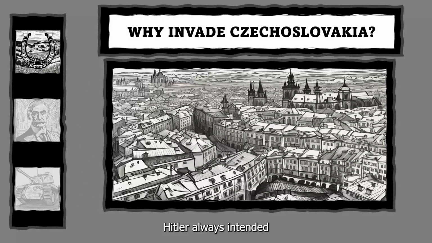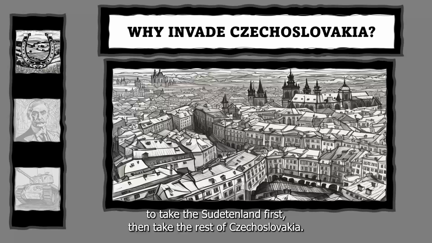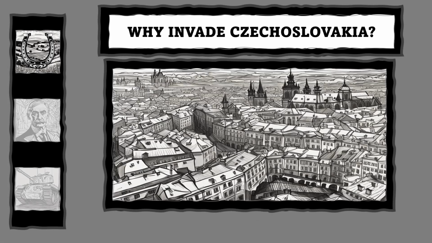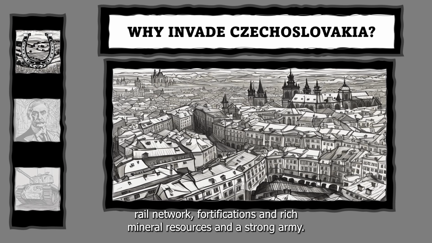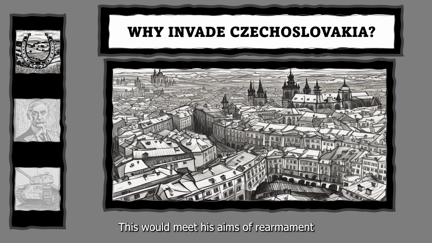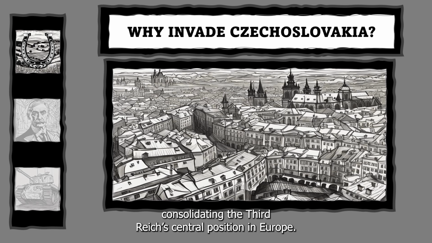Hitler always intended to take the Sudetenland first, then take the rest of Czechoslovakia. This is because Czechoslovakia was quite a rich country with a well-developed rail network, fortifications, rich mineral resources, and a strong army. This would meet his aims of rearmament, as he would grow his army and gain more raw materials. Furthermore, he would be achieving Lebensraum, living space for the German population, alongside consolidating the Third Reich's central position in Europe.